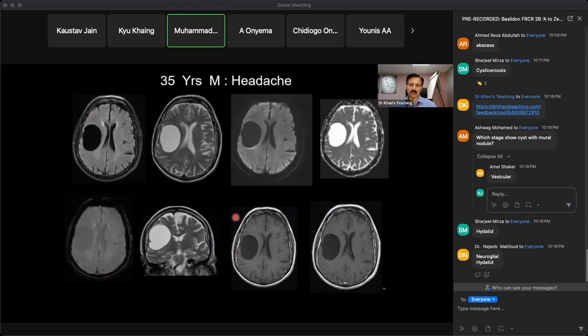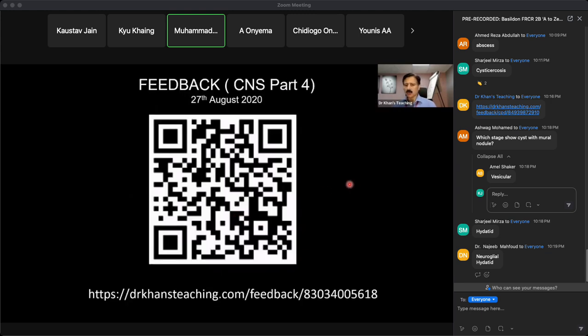Please do not go with this idea that all hydatid will not enhance, but there are types of hydatid which do not enhance. So this is one of the features because you can differentiate it. There will be other types of hydatid in which there will be enhancement and you will be less confident. So this was hydatid. Okay, thank you very much.